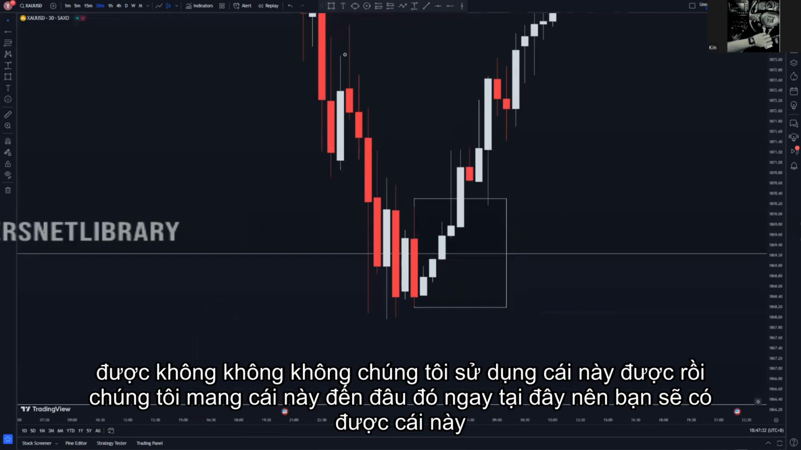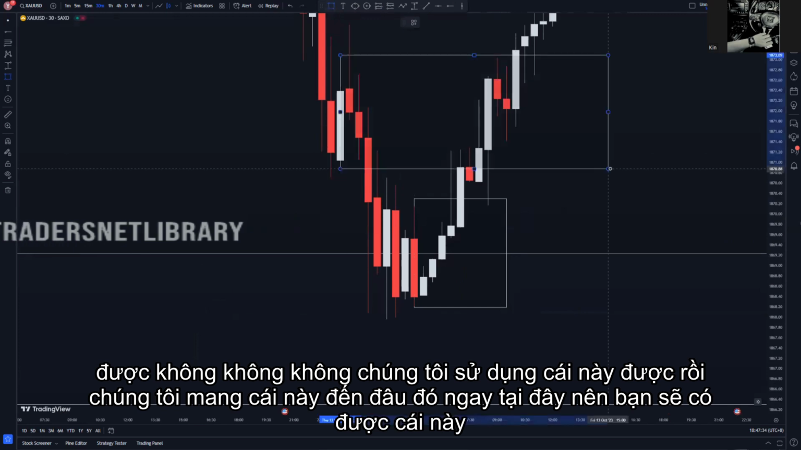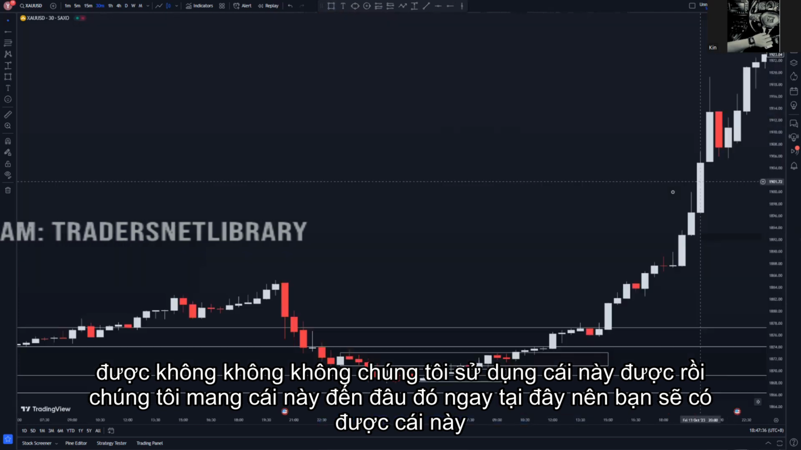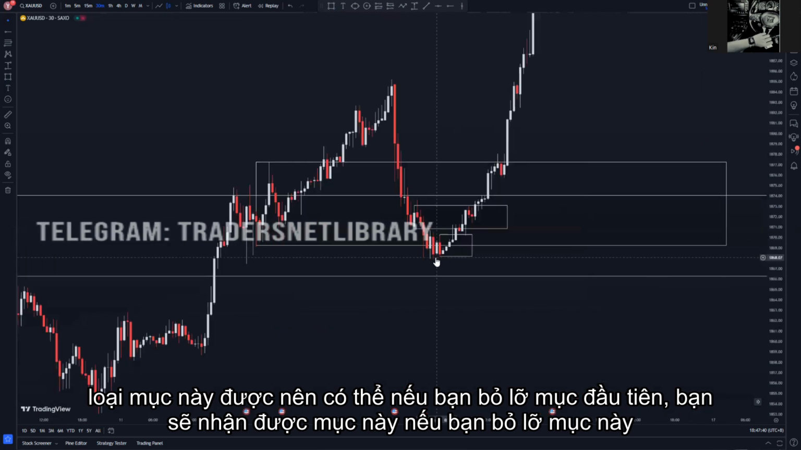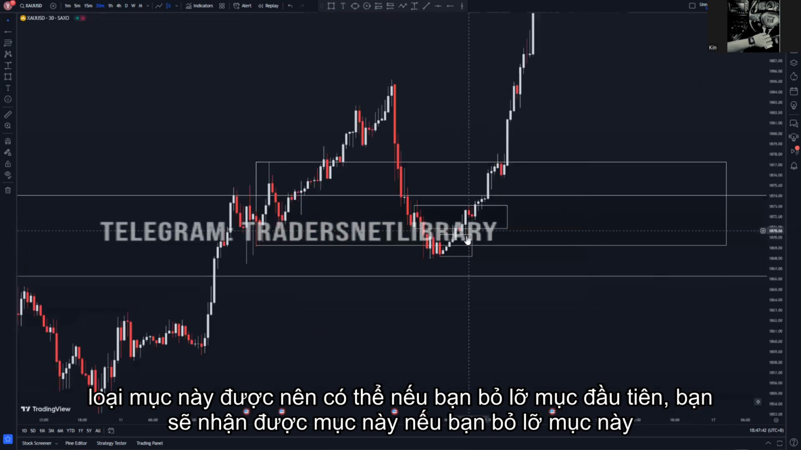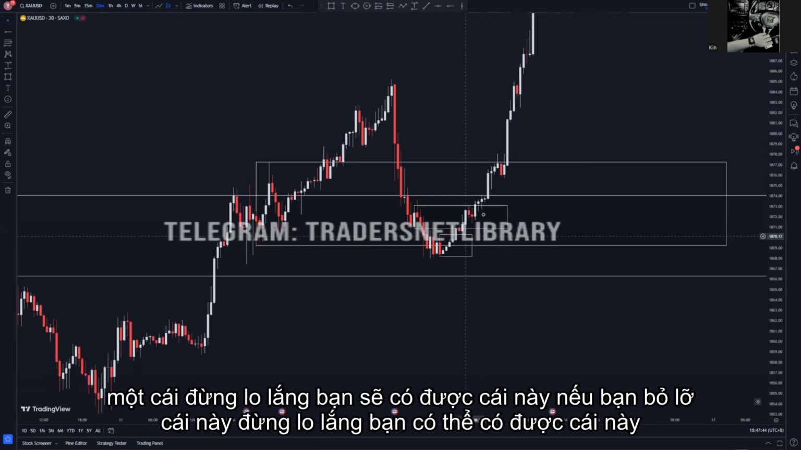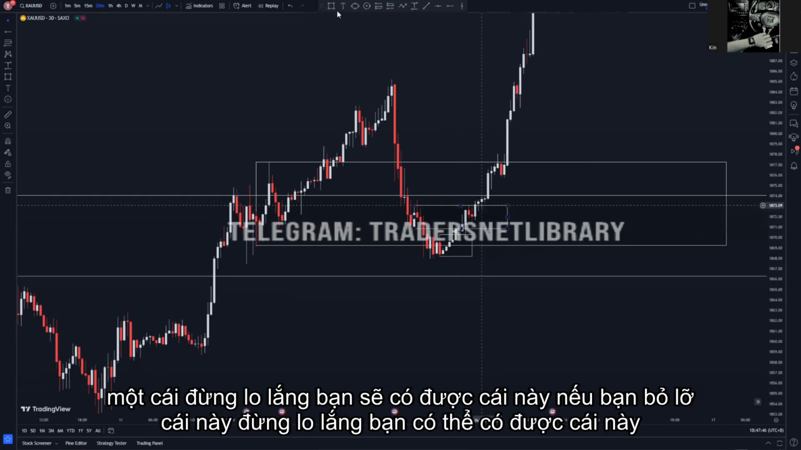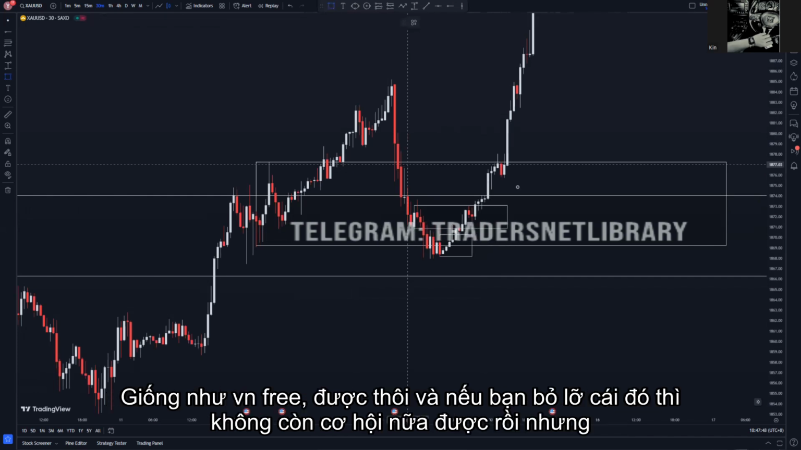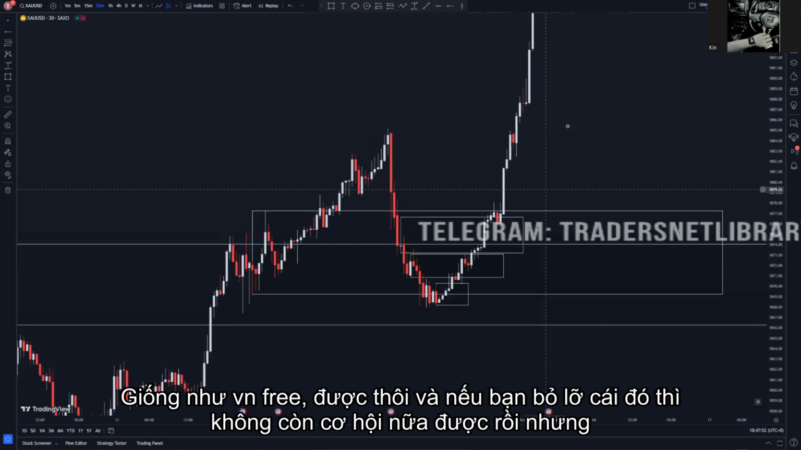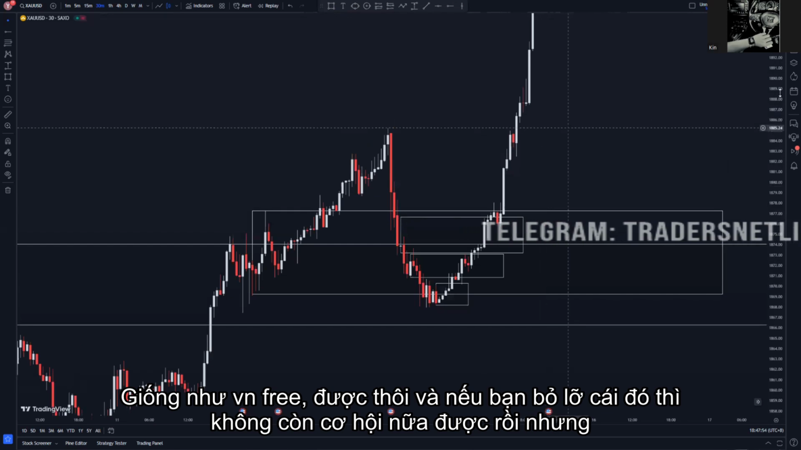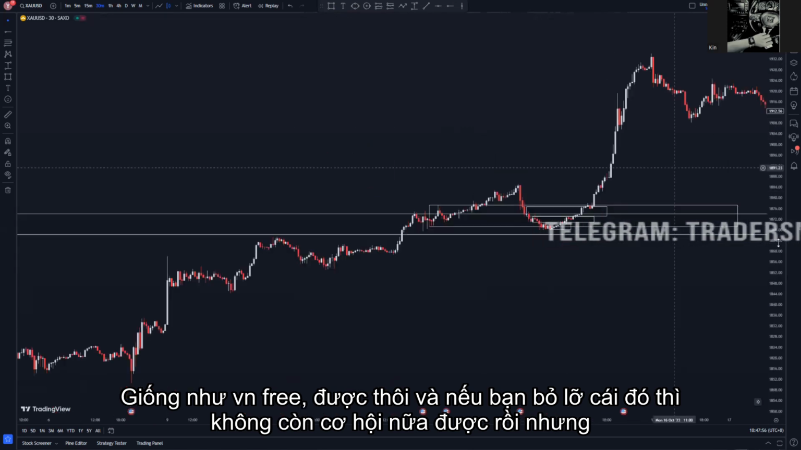No, we use this one. We take this EF somewhere around here. So you're going to get this kind of entry. If you miss the first entry, you're going to get this one. If you miss this one, don't worry, you can get this one, the re-entry one. Get it? And if you miss that one, there's no chance anymore.